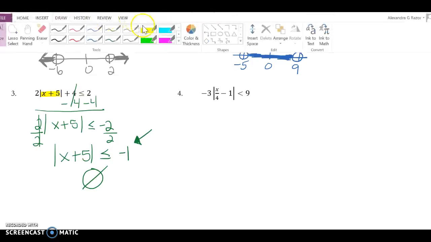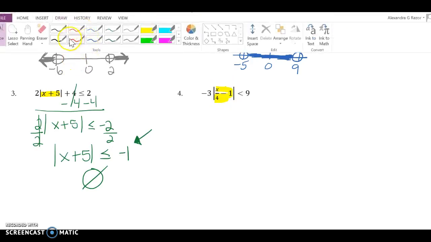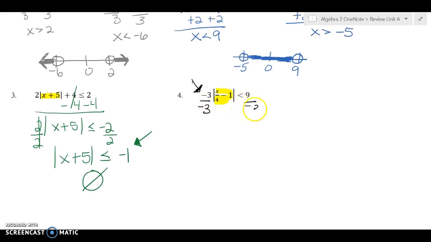All right, looking at number 3, first thing I need to do is see if it's alone, and it's not. It has this negative 3 out front. So I have to get rid of that. And the way you get rid of that is you divide by negative 3. Now, because I just divided by a negative, what should I be doing? That's right, I have to flip my inequality. 9 divided by negative 3 is negative 3.